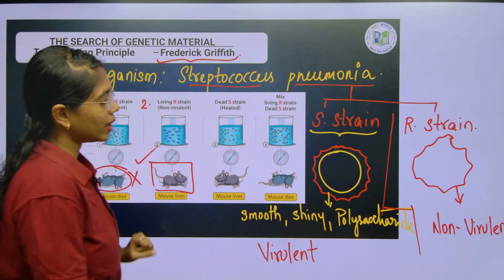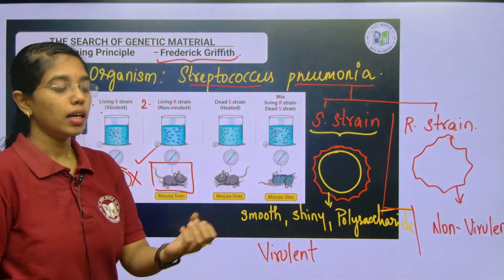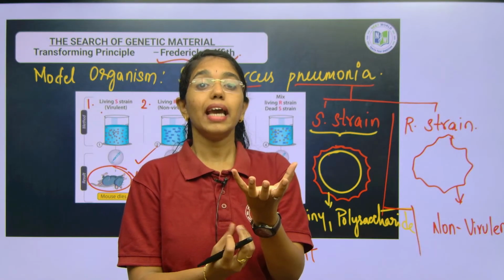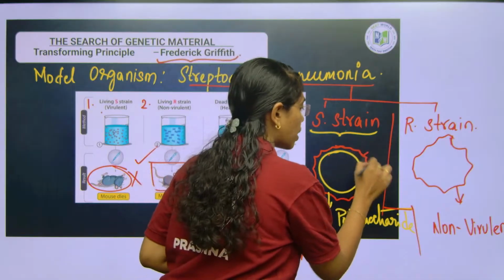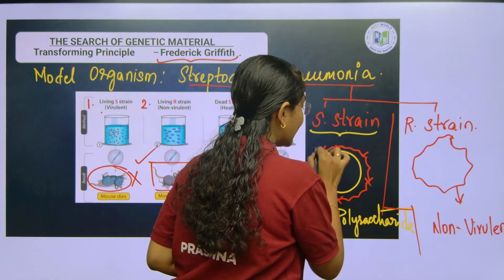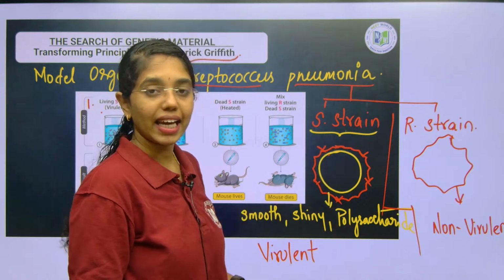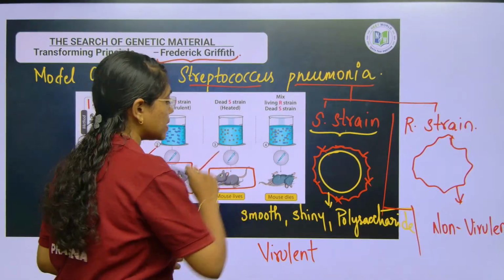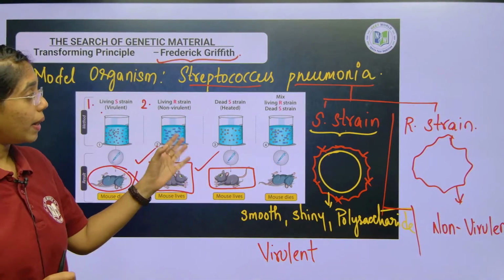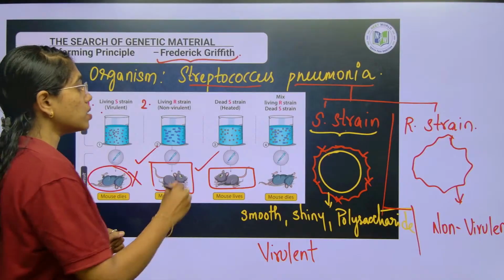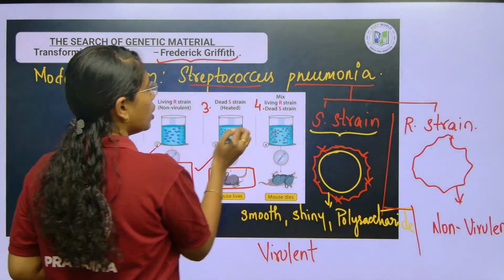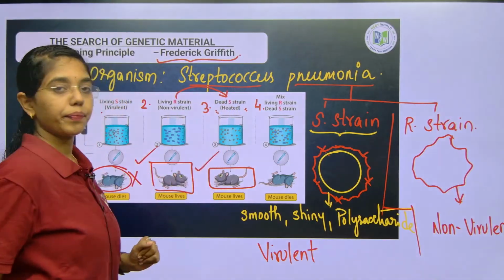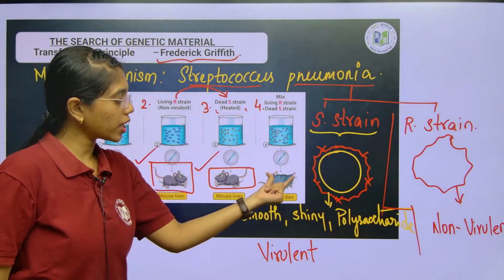Third experiment, when this S strain culture, that is S strain Streptococcus pneumoniae, is heated, the cell wall gets disrupted. This we will call heat killing. Okay. When S strain is heat killed, and such S strain is injected into the mice, the mice is alive again, right. But in the fourth experiment, what he did was, to this dead or heated S strain, the living R strain is added, and this culture is injected into the mice.